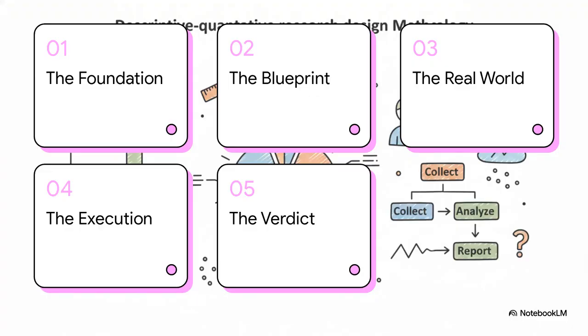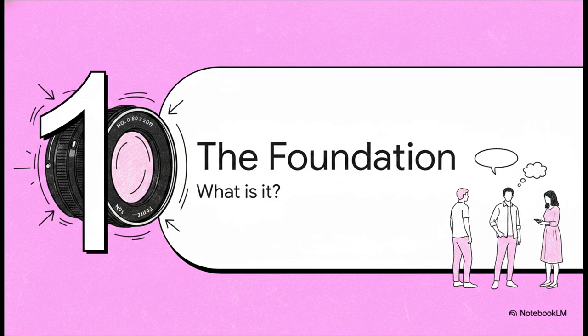Here is our roadmap for the day. First up, 1, the foundation. Then 2, the blueprint. After that, we'll hit 3, the real world, jump into 4, the execution, and wrap it all up with 5, the verdict. Let's get to it. Section 1, the foundation. What is descriptive quantitative research?